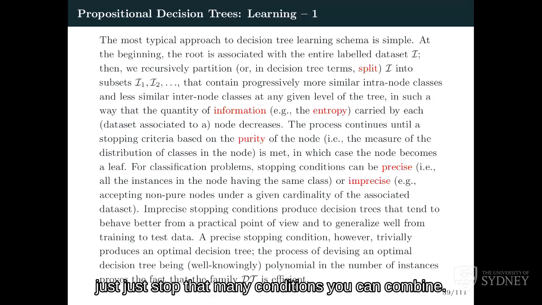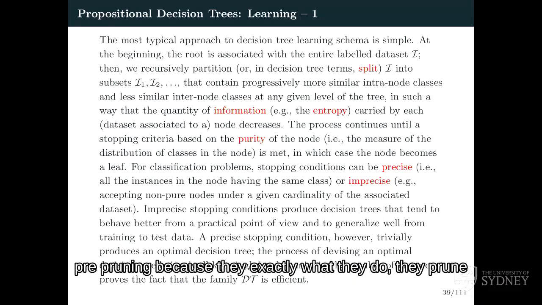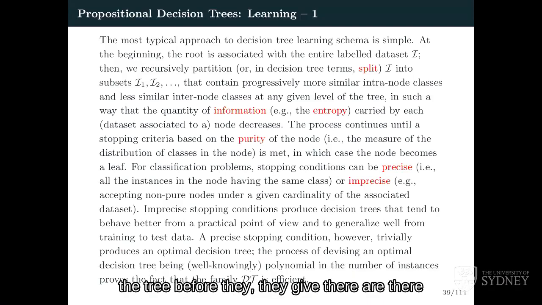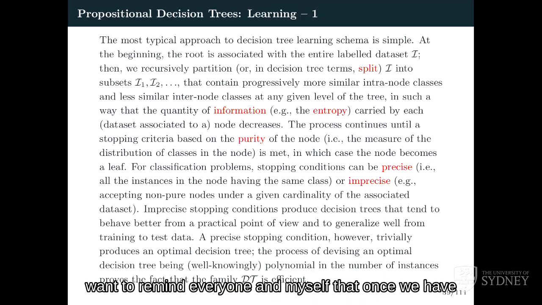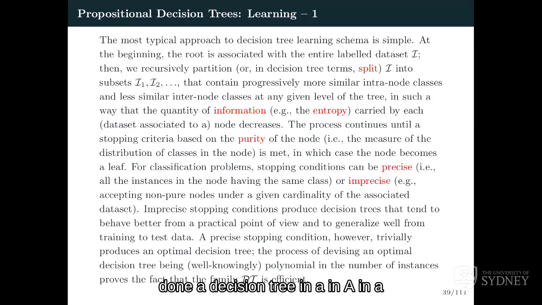There are many conditions you can combine, and these are called pre-pruning conditions, and they are called pre-pruning because that is exactly what they do. They prune the tree before it is fully grown. There is another school that says learn your optimal decision tree and then prune it afterwards. Those are called post-pruning conditions. I'm only putting them on the table here because I want to remind everyone and myself that once we have done a decision tree in a richer language, I want all this. I want to be able to pre-prune, post-prune, to use pure conditions, impure ones. So I want to know them, and I want to make sure that our system can do the same. So that's why I put them out there.